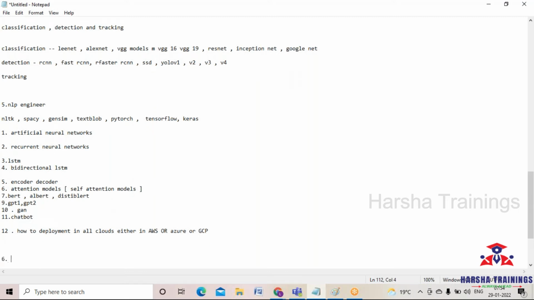Next one is if you are choosing the data science or deep learning engineer role, which is a combination of computer vision plus NLP.